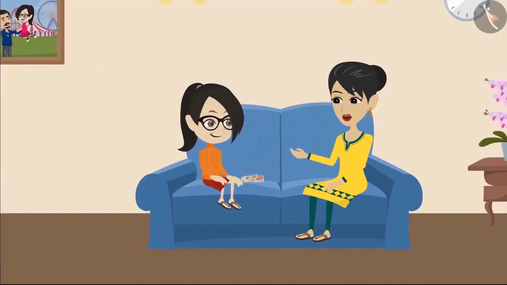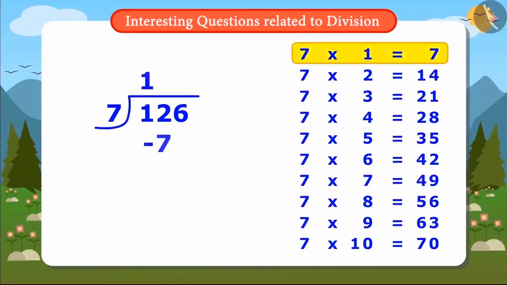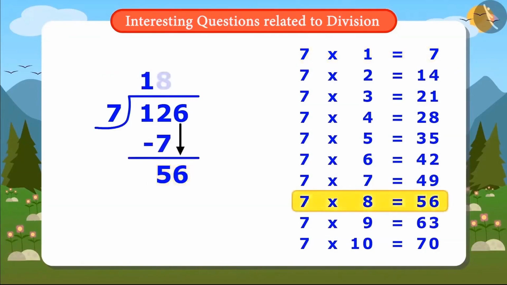Even if a number is greater than 70, you can still divide it. Look, I will show how to divide. 7 ones are 7. Left 5, right? Let's write down 6. So it's 56. 7 eights are 56. Remainder 0. The answer is 18. This means that if you spend 7 rupees per day, then you will spend 126 rupees in 18 days.